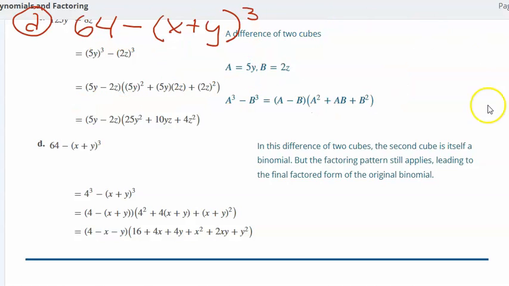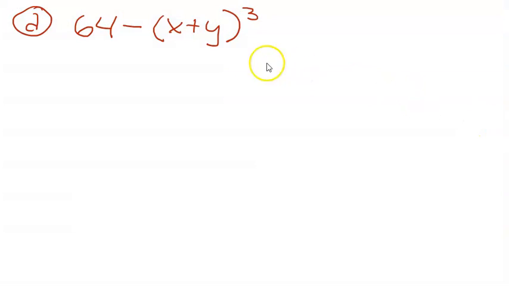Okay, there's letter D now, and it's written out here, but we'll work it on the whiteboard for you. So again, the protocol is parenthesis for 2, parenthesis for 3. Whatever term sign is there goes there, and the opposite goes there.